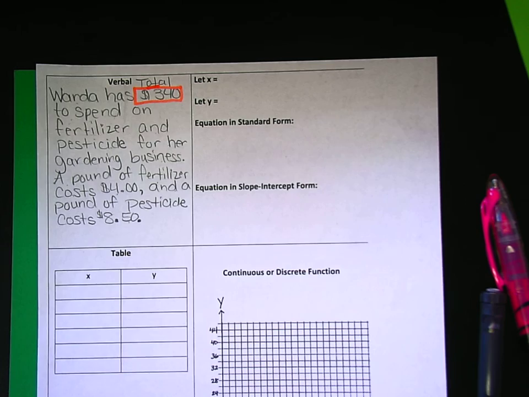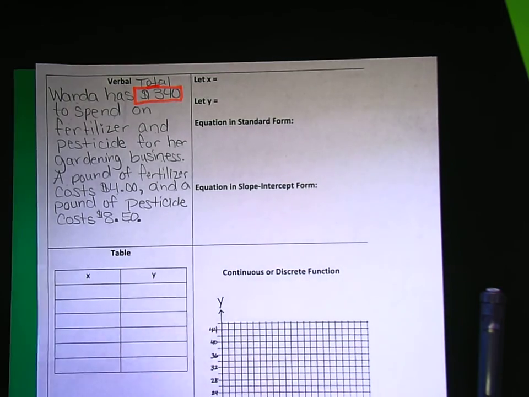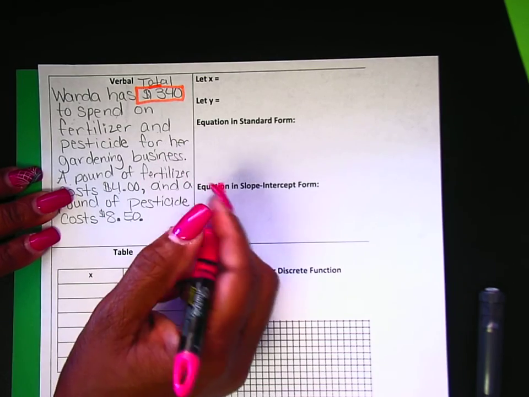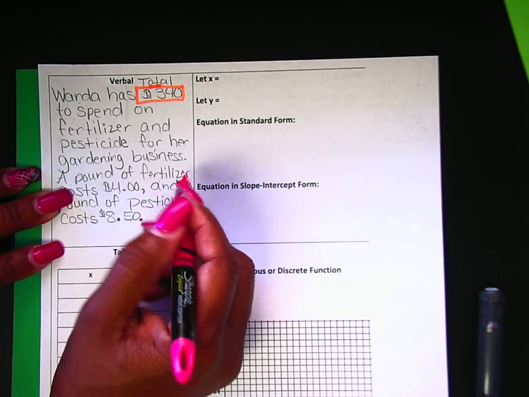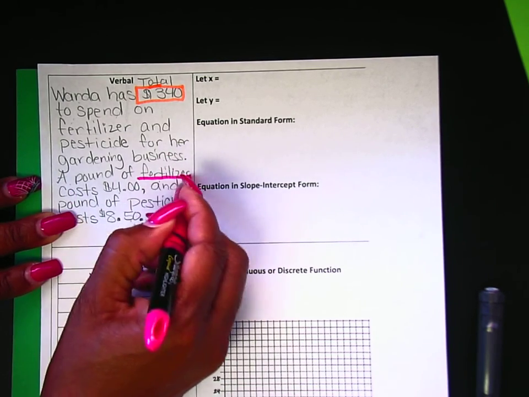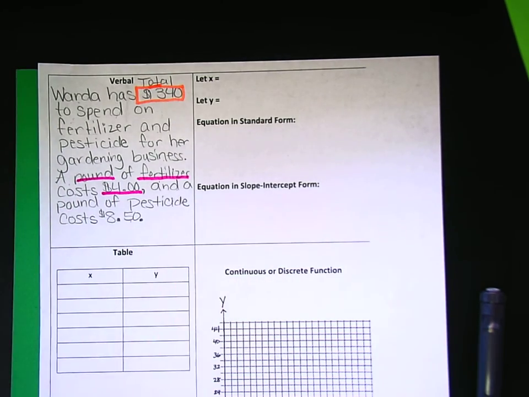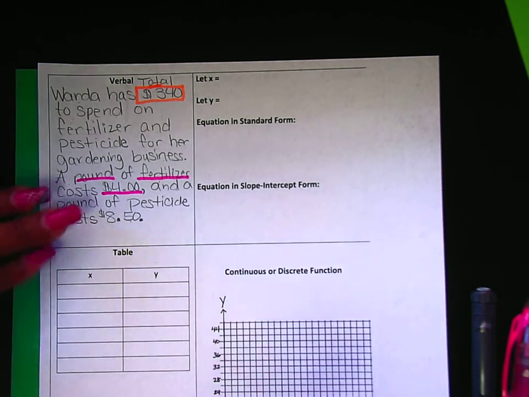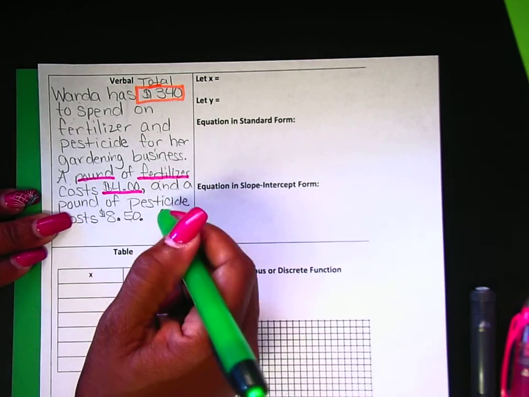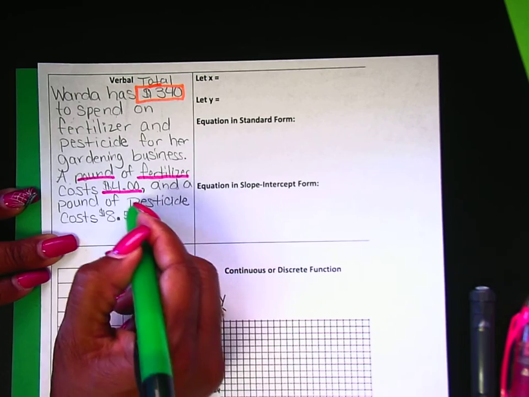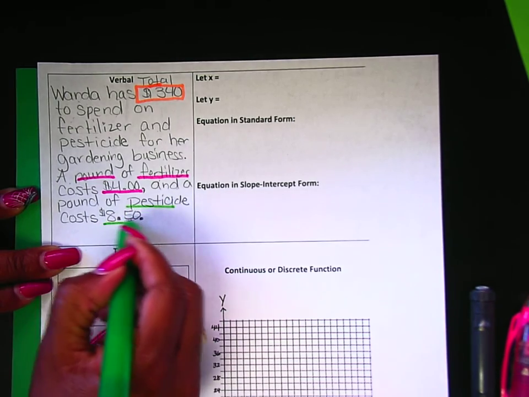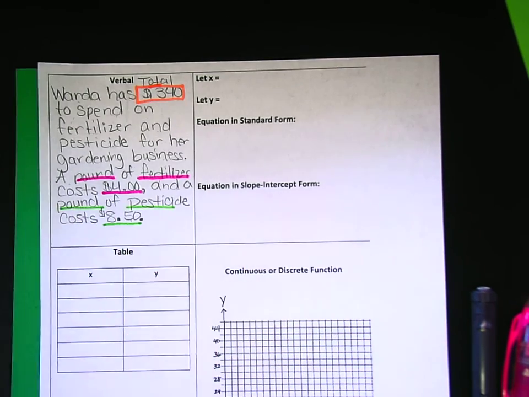Then another thing I noted was the fertilizer. I don't know how much fertilizer. I don't know how much she's buying. All I know is that for her fertilizer costs $4 per pound. A pound is $4. Okay. I don't know how many pounds she's gonna purchase. I do know that she's gonna also buy some pesticides, and I know that the pesticide is $8.50 per pound.